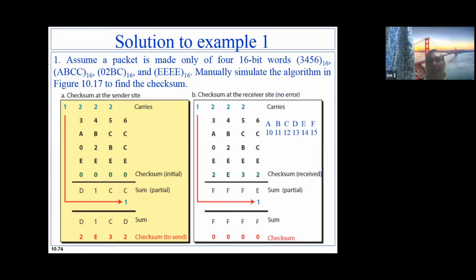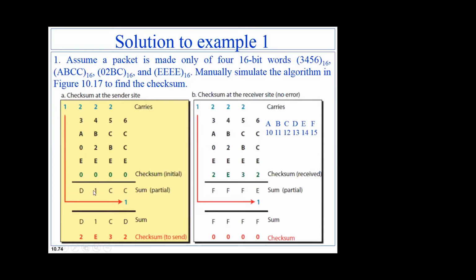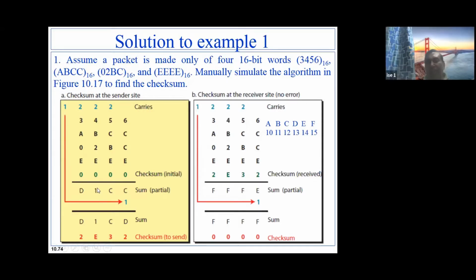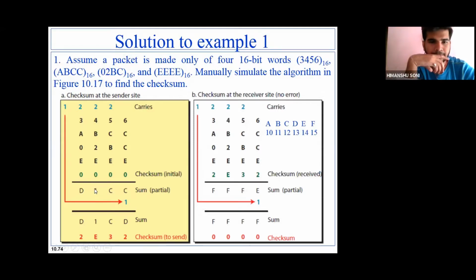33 divided by 16. So I'll get 2 as carry and 1 as the remainder. The remainder I have written here.